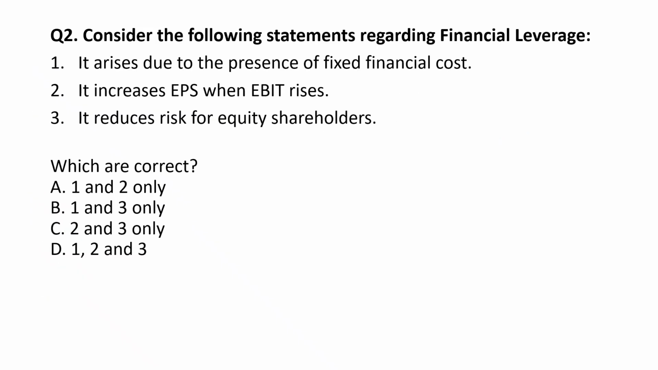Second question, consider the following statements regarding financial leverage. Statement 1, it arises due to the presence of fixed cost, fixed financial cost. Yes, that is correct. It increases EPS when EBIT rises. Yes, that is also true. Statement 3 says it reduces risk for equity shareholders. That is incorrect. So आपका यहाँ पर correct option होगा option A.